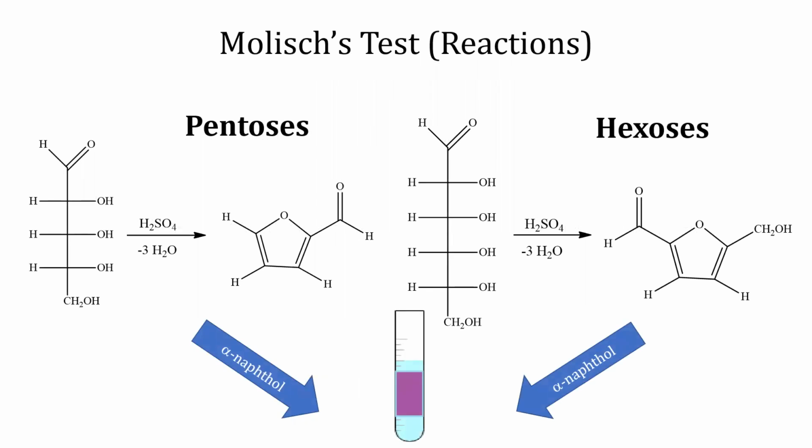Here in this figure, it shows a pentose and a hexose, where in both cases, under Molisch test, a positive result for the presence of a carbohydrate.